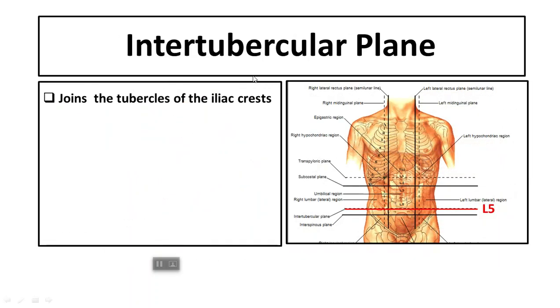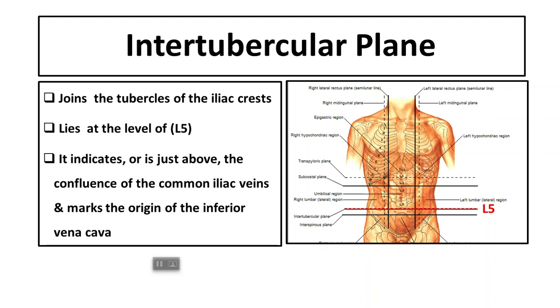Another horizontal plane is called intertubercular plane. Intertubercular plane joins the tubercles of the iliac crest. These are the iliac crests, just 5 centimeter posterior to the anterior superior spine. We have what we call the tubercles, iliac tubercles. Intertubercular plane joins the tubercles of the iliac crests. Lies at the level of fifth lumbar vertebra, L5. And it indicates just above the confluence or the fusion of the common iliac veins and marks the origin of the inferior vena cava، يعني بداية الوريد الأجوف الأسفل at this level.